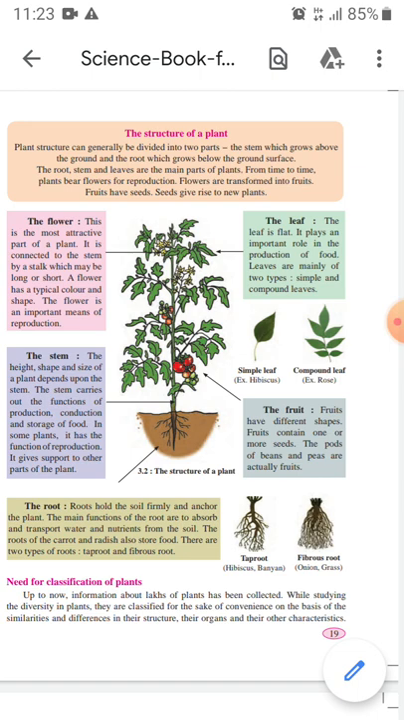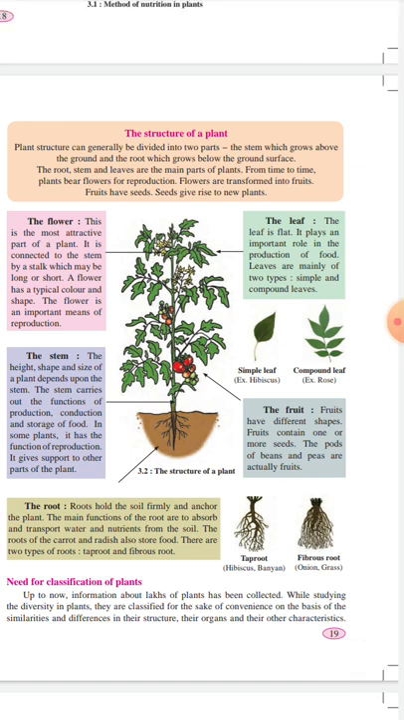And there are two types of roots, first one taproot and second fibrous root. See, below there are shown roots, taproot and fibrous root. Taproot examples: hibiscus and banyan, and fibrous examples: onion and grass. Okay.